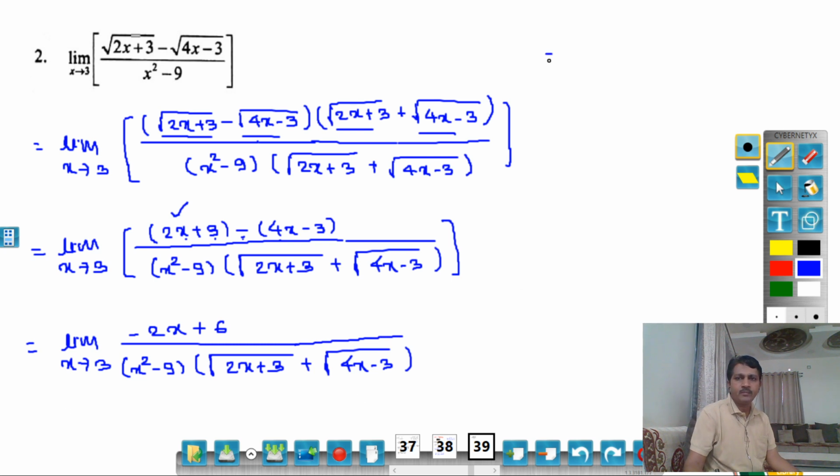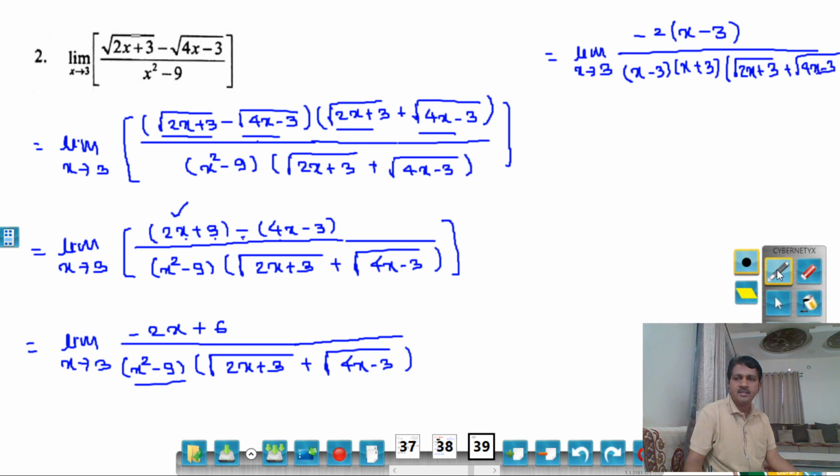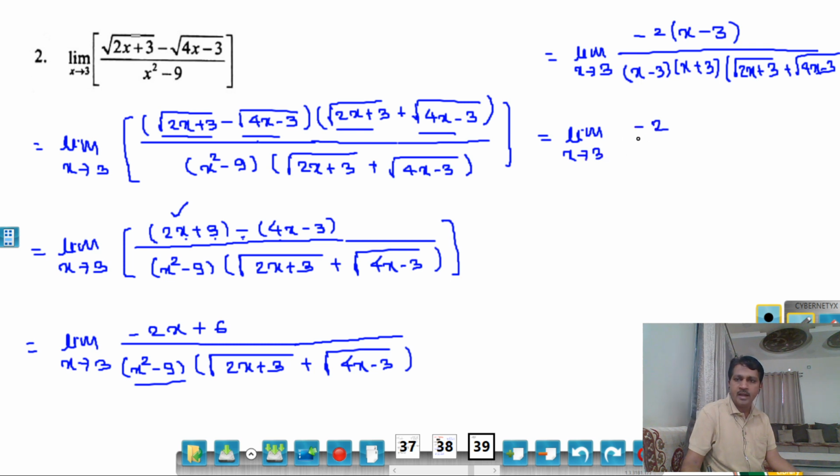Now from the numerator, I can take minus 2 as a common. X tends to 3. If I take minus 2 as a common, inside the bracket remains x minus 3. And also factorize this. X square minus 9 can be factorized as x minus 3 into x plus 3. And that last term as it is square root 2x plus 3 plus square root 4x minus 3. Then x minus 3 can be cancelled from numerator and denominator. As x tends to 3, x is not equal to 3, so x minus 3 is non-zero and I can cancel.